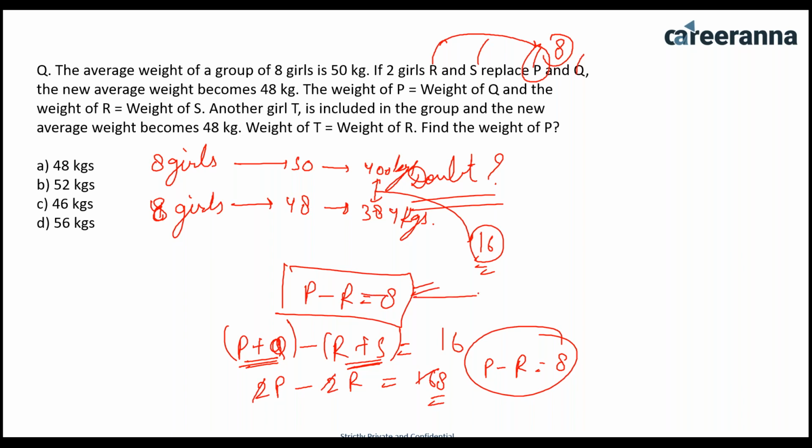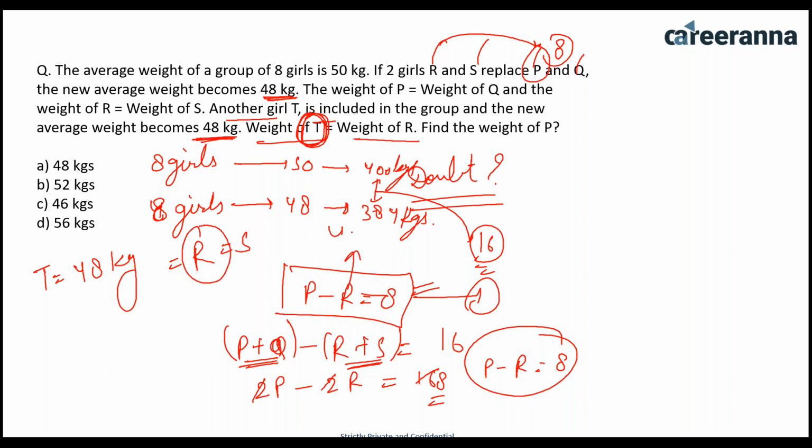I have one equation. Guys, please pay attention here. Now, as per the question, another girl T is included in the group and new average is 48. It is same as the previous one. That means it does not change anything. That means the weight of T will be same, which is 48. If T is equal to 48, equals to R equals to S, because it is written weight of T equals to weight of R. R will be 48. If I put 48 here, P will be 48 plus 8, which is 56. Answer for this question is option D. I think it is clear to everyone.